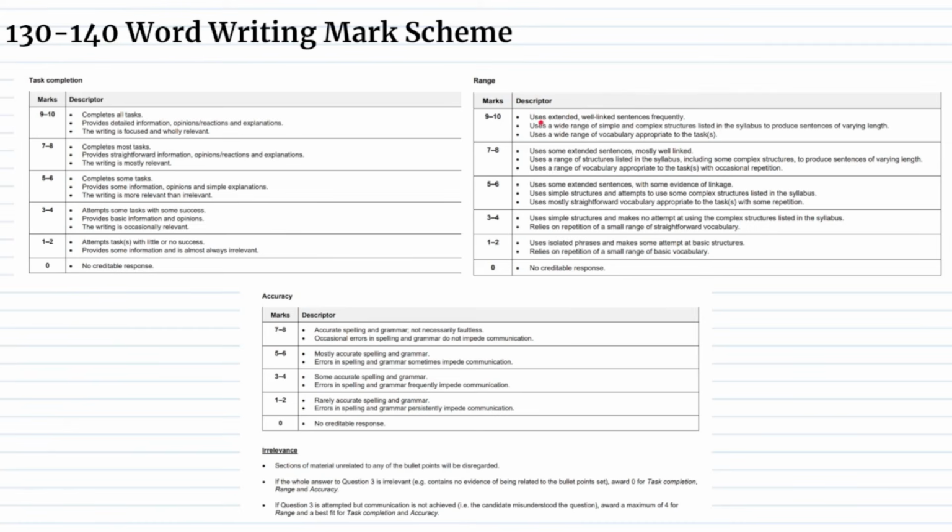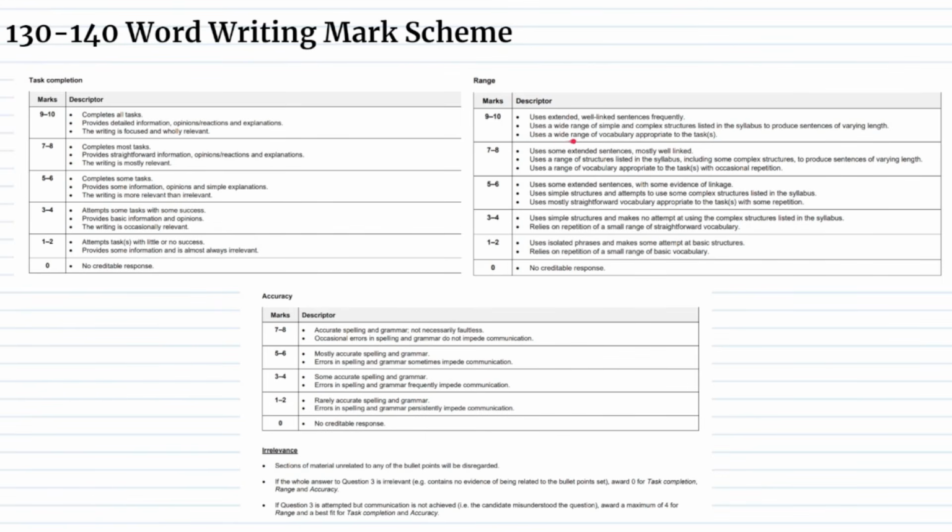That's really important. Uses a wide range of simple and complex structures listed in the syllabus to produce sentences of varying length. So all the questions that you're going to get in the exam, obviously they're going to come from the syllabus. They're going to be based on topics covered in the syllabus. So if you do struggle with your vocabulary on answering certain topics, I'm going to link a flashcards down below, which will give you guys pretty much the entire syllabus word guide so that you can get the top band on this part right here.